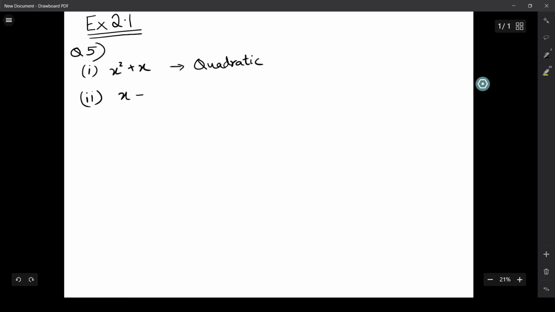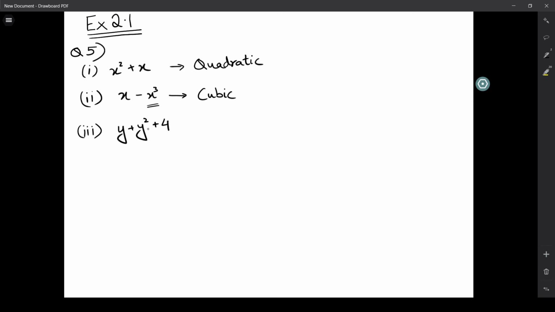Second part is x minus x cube. Here the highest power is 3, which makes this a cubic polynomial. Third part of the question is y plus y square plus 4. Here the highest degree or the highest power of the variable is 2, which makes this a quadratic polynomial.